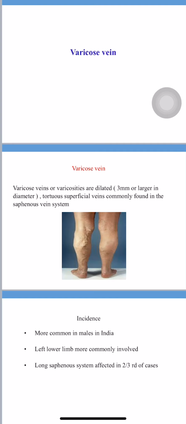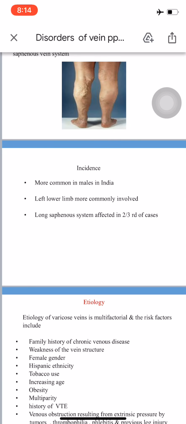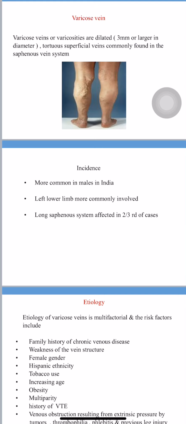So varicose veins or varicosities are dilated. Dilated means 3 mm or larger in diameter. That is, dilated tortuous superficial veins which are commonly found in the subvenous system. As for incidence, it is more common in males in India, and the left lower limb is more commonly involved. It is found in the long subvenous system and is affected in 2/3 of the cases.